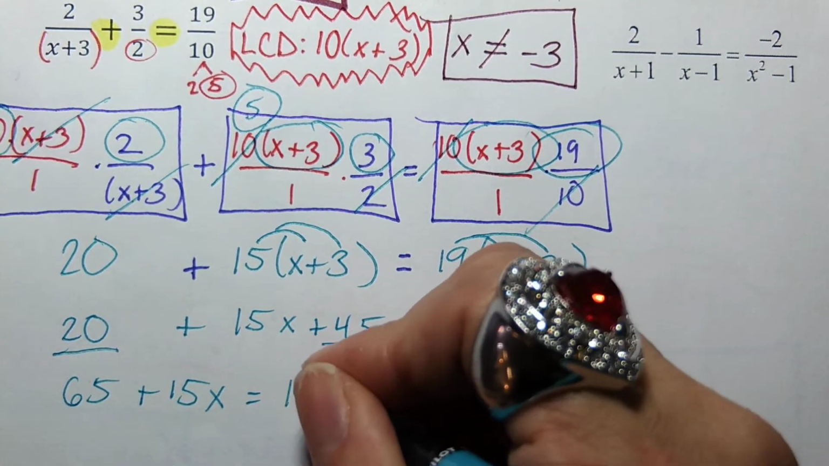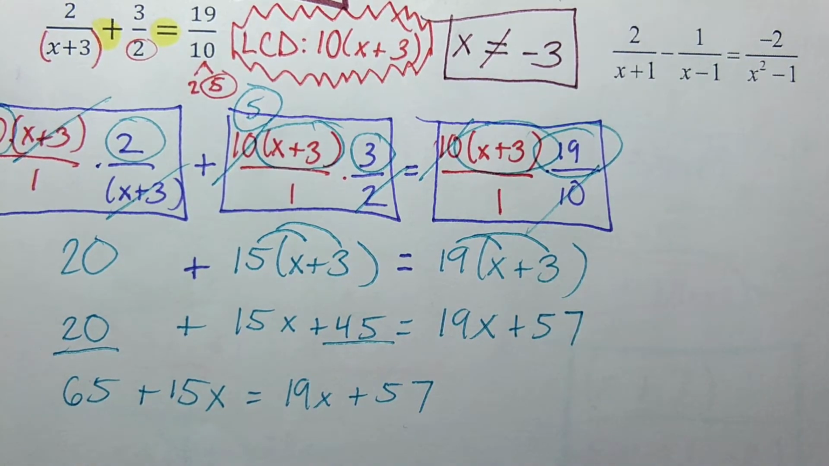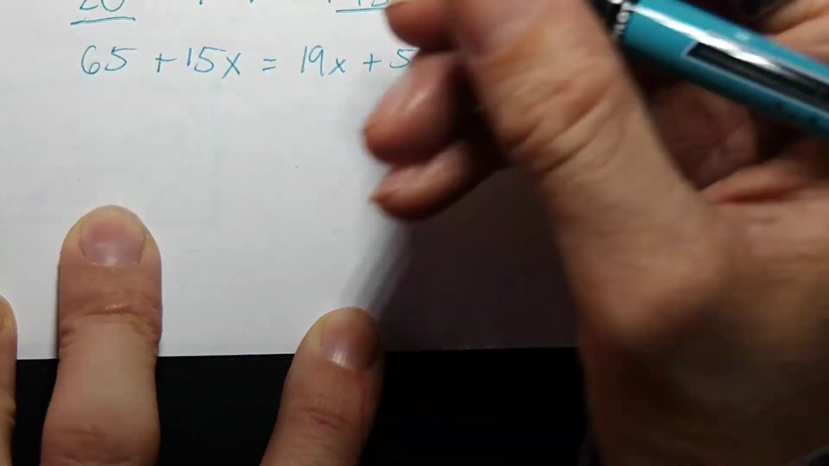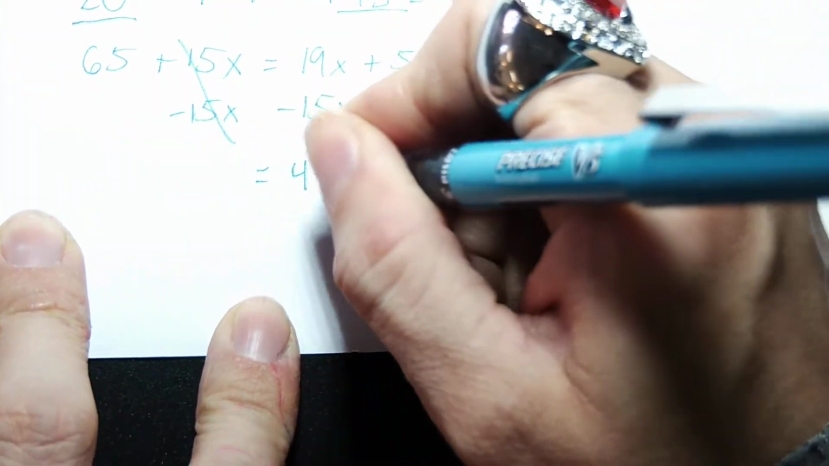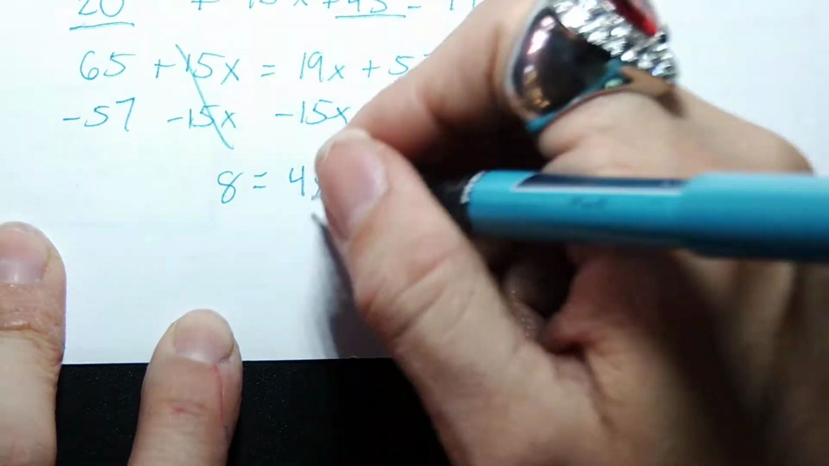equals 19x plus 57. Now, it's totally up to you which side you want to isolate x on. You will get the same answer, but I like to try to keep x positive. So if we subtract 15x, that would give us 4x. And then if we subtract 57, that gives us 8. Divide by 4. Divide by 4.